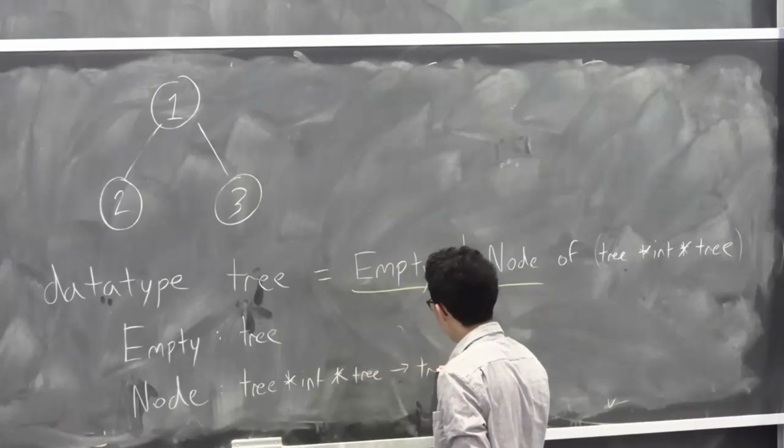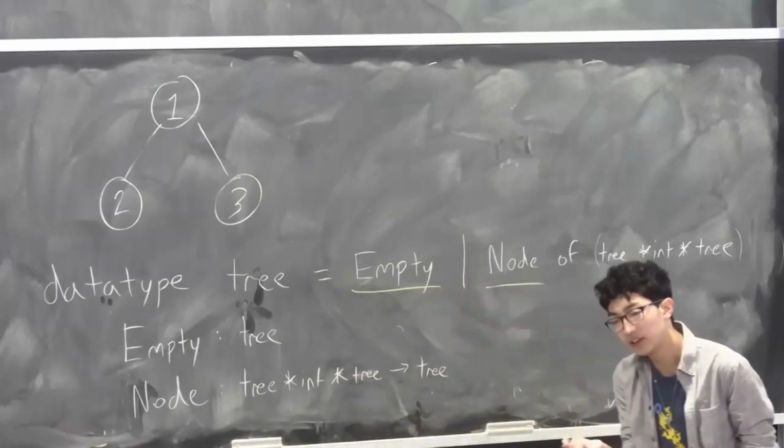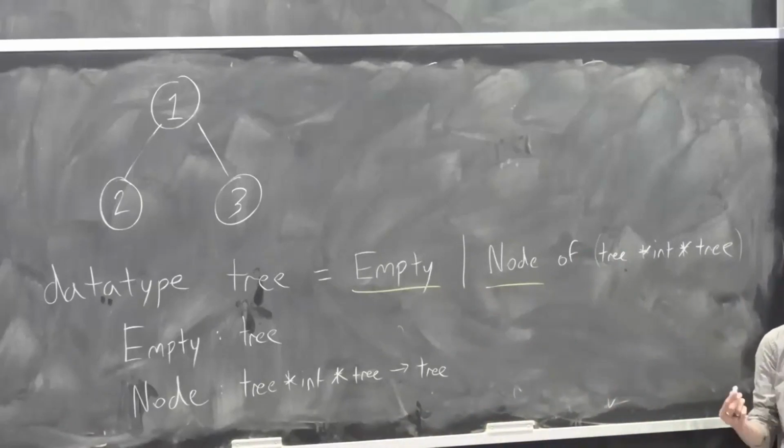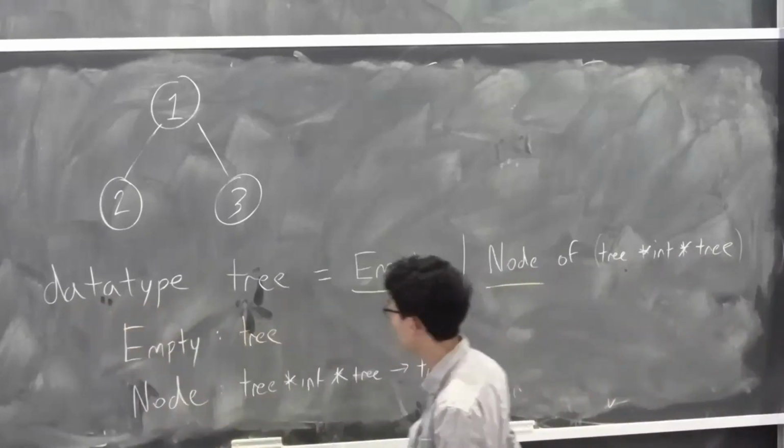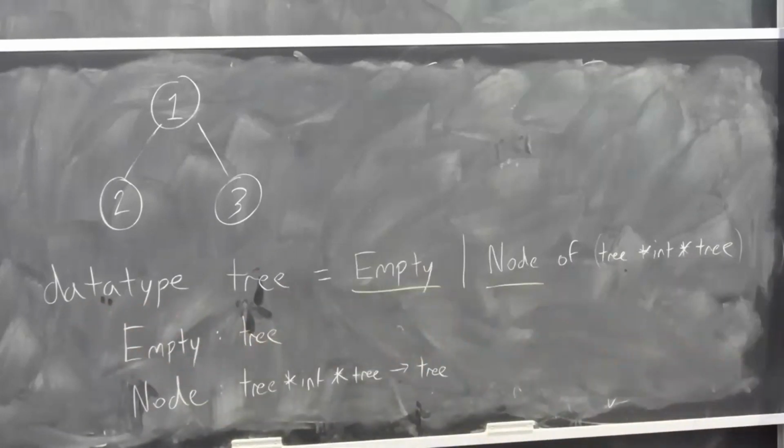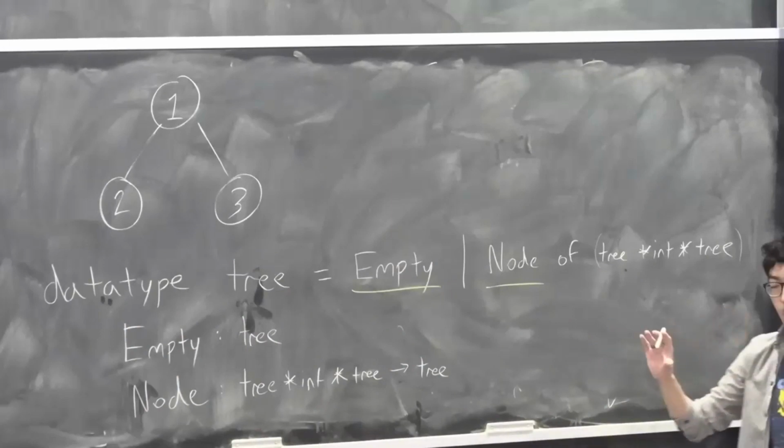I'm saying datatype here and type interchangeably. Datatype is really just declaring a new type. There's not really a difference between a datatype and a type. Okay, it's just that how we declare it looks different. Okay, so this is the type of trees. All right, it is empty or node and no more.